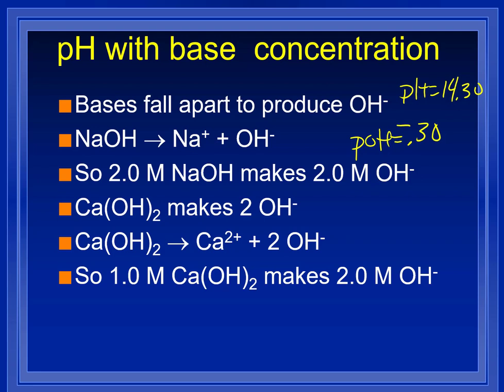Because pH plus pOH has to equal 14. The pOH is negative 0.30. What plus negative 0.3 equals 14? 14.3.